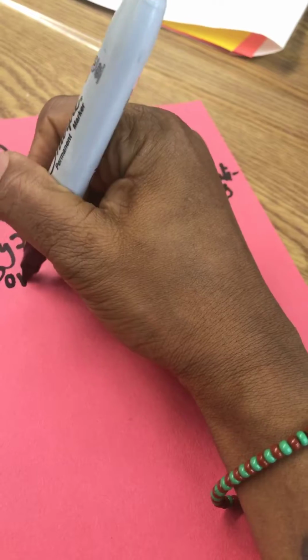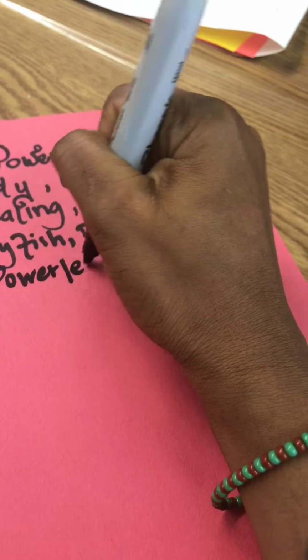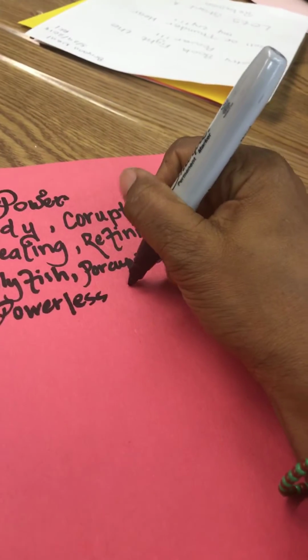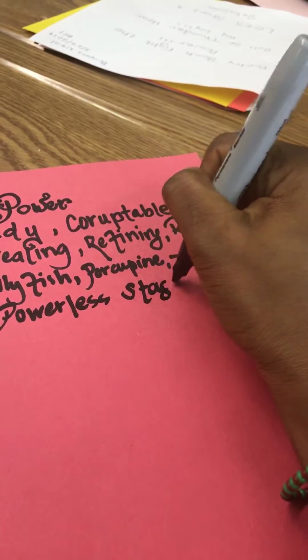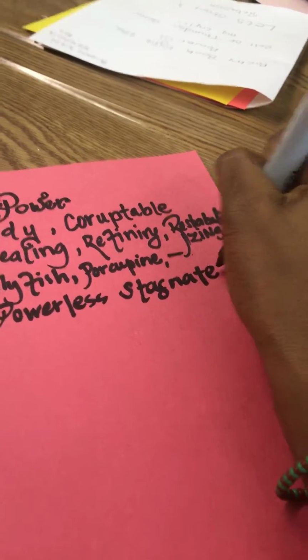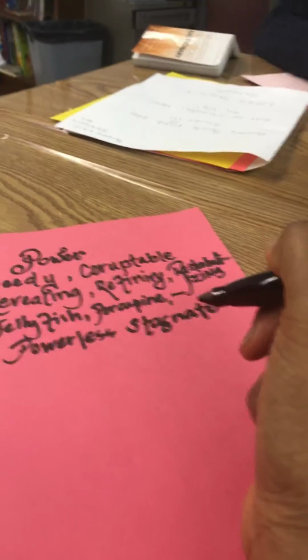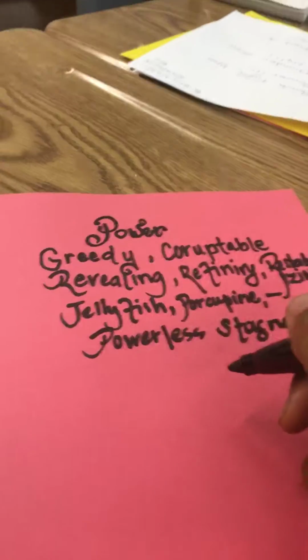Powerless. Stagnant. That means you're not moving. So all these had to be verbs. I mean, all these had to be nouns. Stagnate. All right, so that one's a noun.